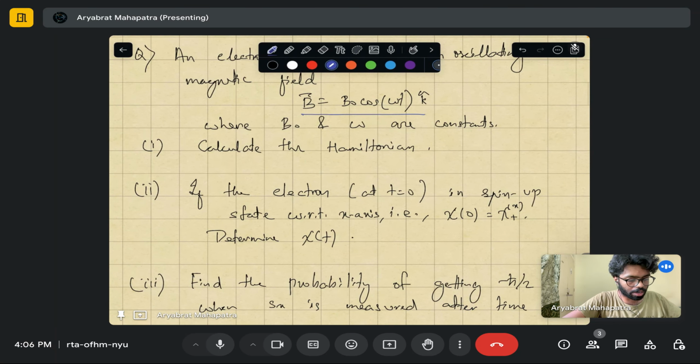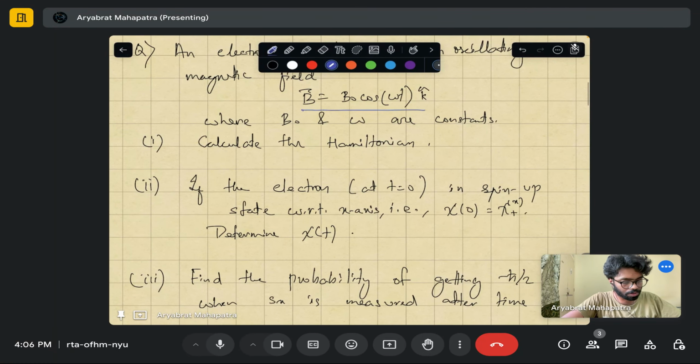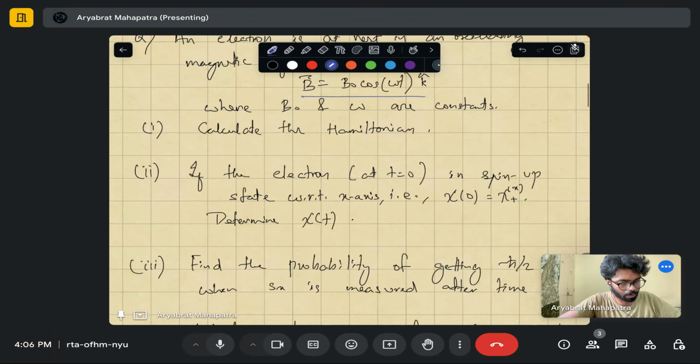We also know how the spin of a particle along the z-axis behaves, and I'm talking about the spin eigenstates and all these things. That is what we would look through. So, calculate the Hamiltonian. The first task is to calculate the Hamiltonian.